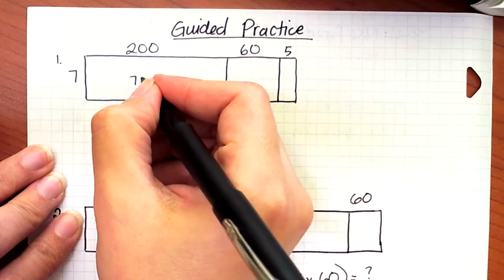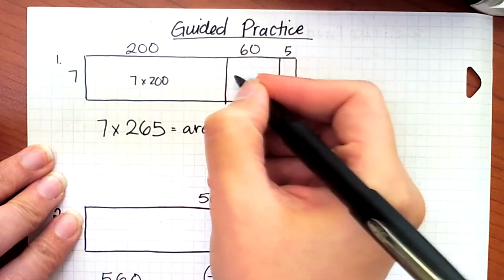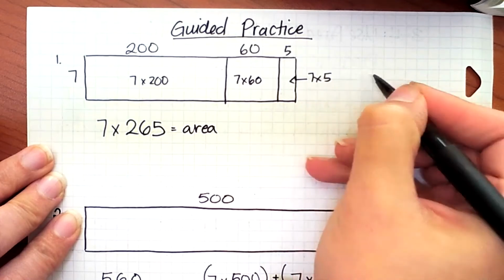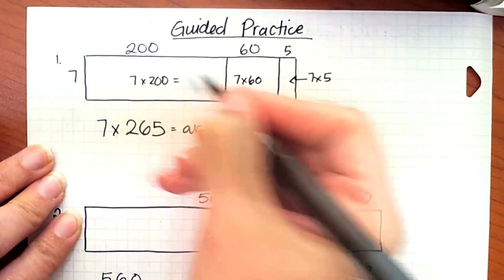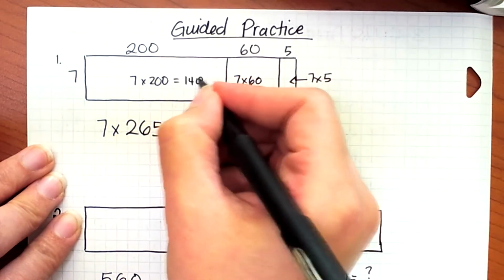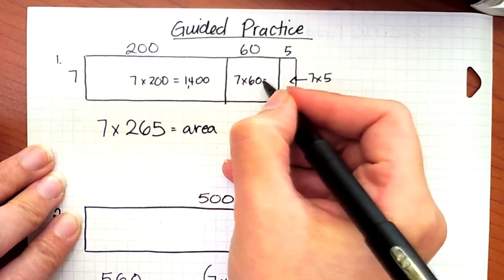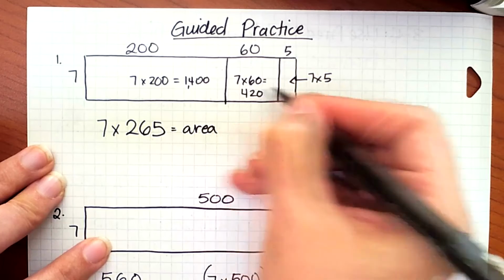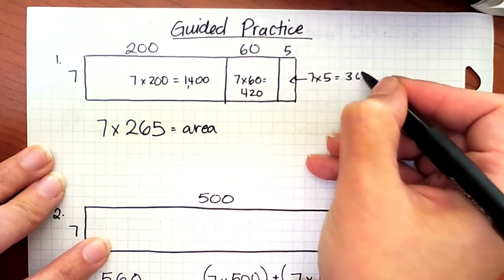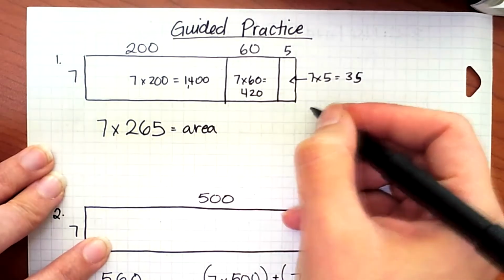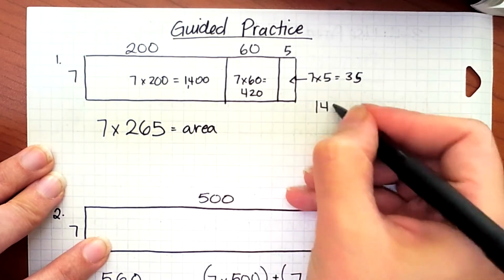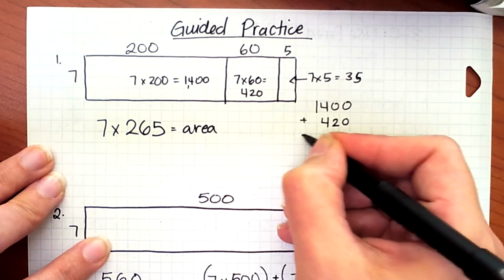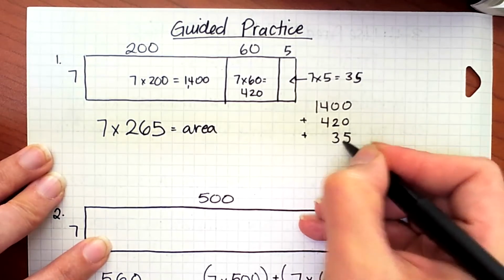So I can do over here 7 times 200, 7 times 60, and then in here 7 times 5 to find my partial product. So 7 times 200 is 1400. 7 times 60 is 420, and 7 times 5 is 35. So I can add those together to find my area. So that's 1400 plus 420 plus 35.